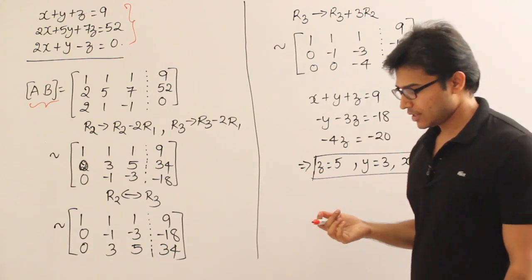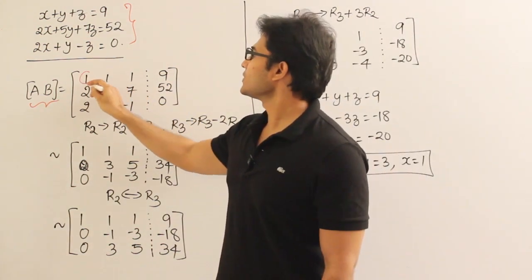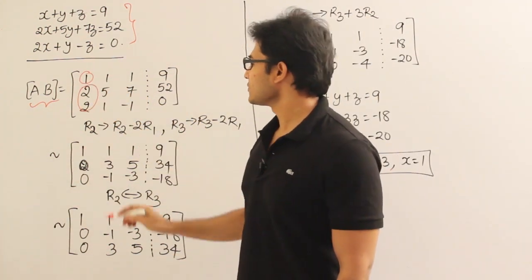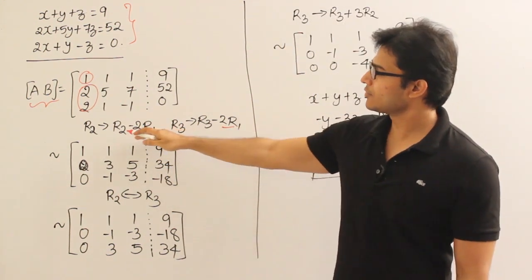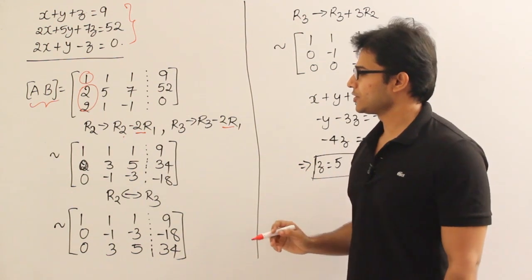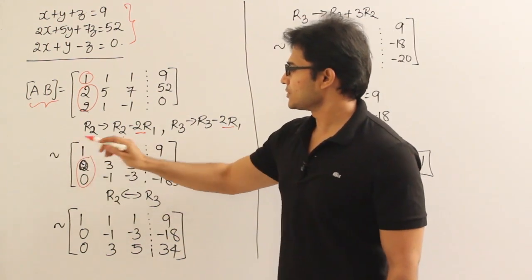So how can we do that? Using the first element here, first you try to make these two elements zeros. For that reason, I am multiplying the first row by 2 and subtracting it from the second row and third row respectively. Then I am able to get zeros here.